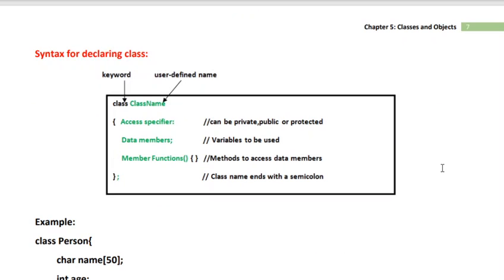So now, how to declare a class? In order to declare a class, we'll use the keyword class. We have the class name. We'll have an optional access specifier, which can be public, private, or protected. And we have the member list. Okay, and we have the data members, and we have the member functions.